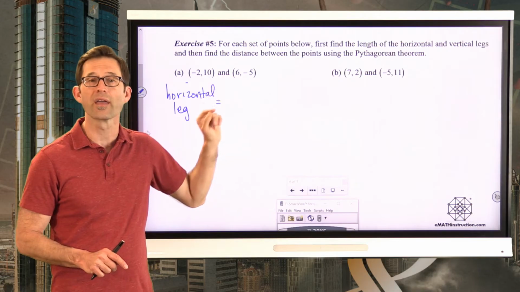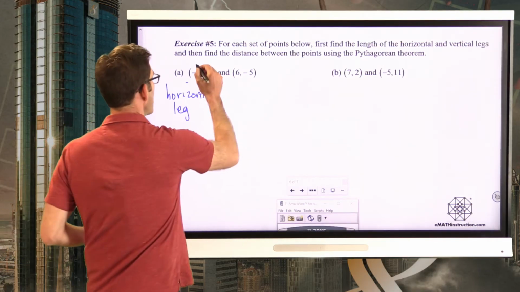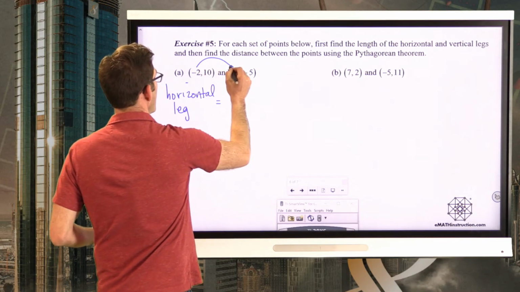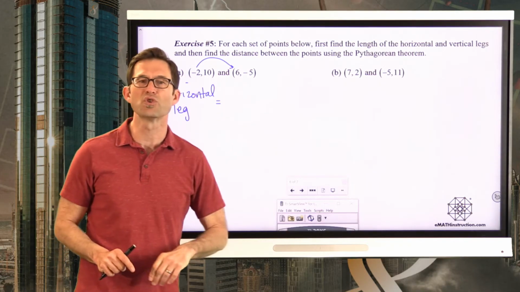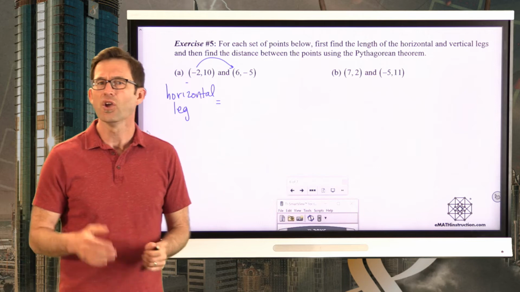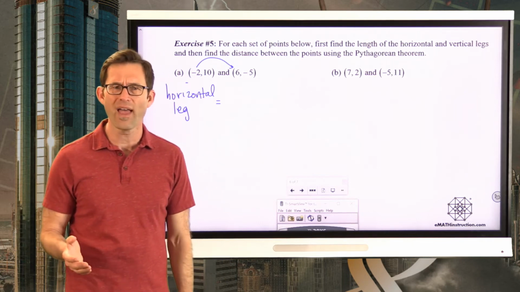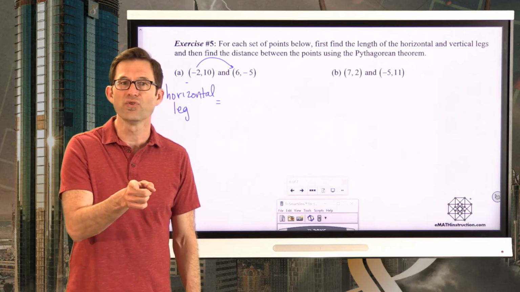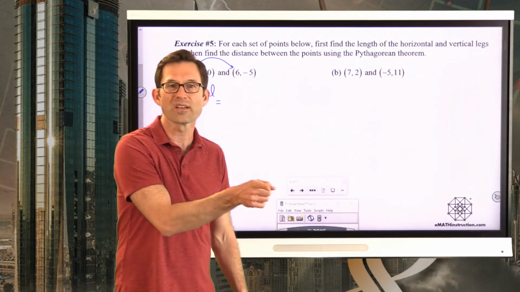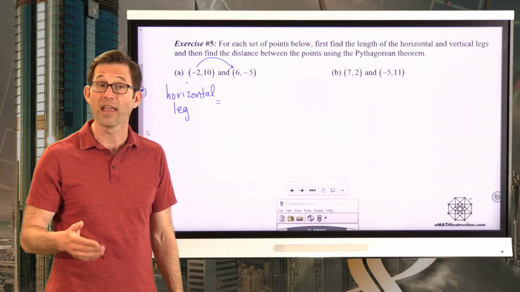And the horizontal leg is going to be how far we are to go from negative 2 to 6. What is the distance between negative 2 and 6? You can probably just think about that in your head, right? It's 8 units, right? To go from negative 2 to 0 would be 2 units. Then to go from 0 to 6 would be another 6 units, so it would be 8 units.